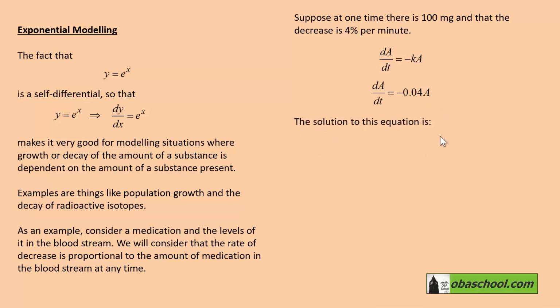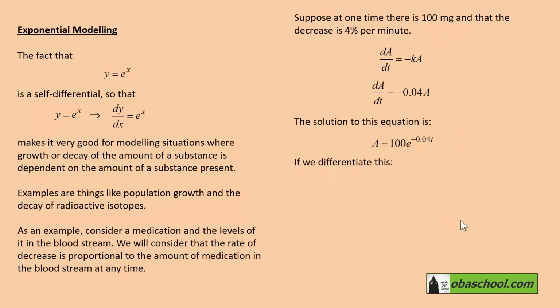The solution to this equation, in this particular case, where we start with 100, is A equals 100 e to the negative 0.04t. And we get the 100 here because when t is 0, the exponential would be e to the 0, which is 1. And we know when t is 0, there's 100, which is why I said in this particular case.